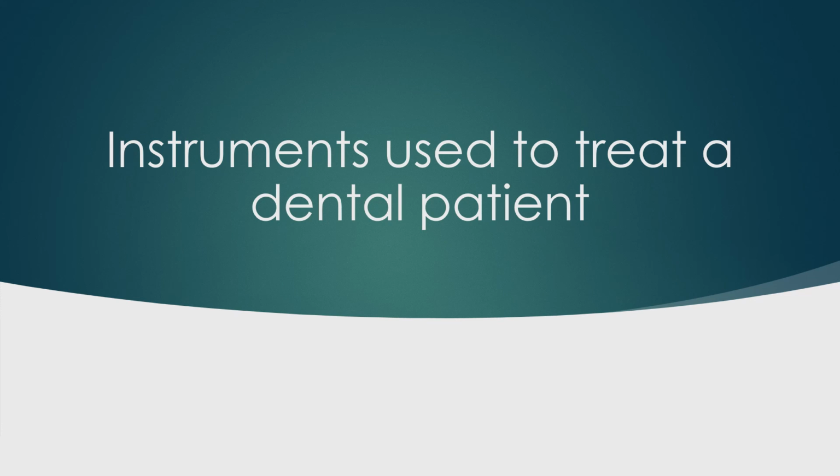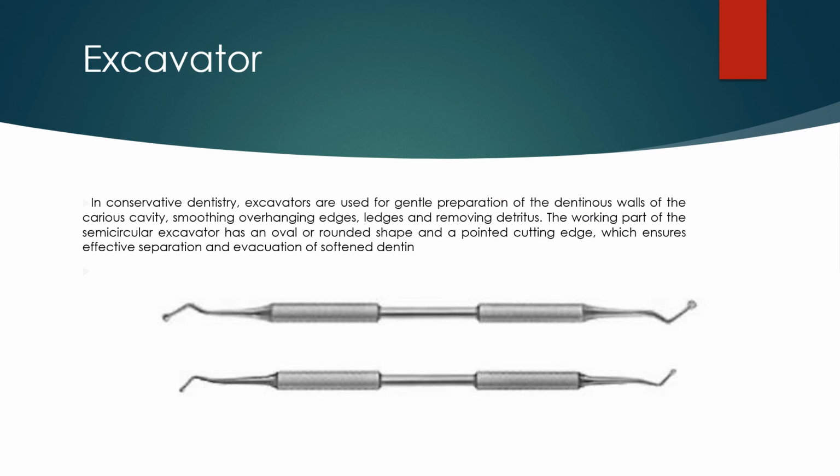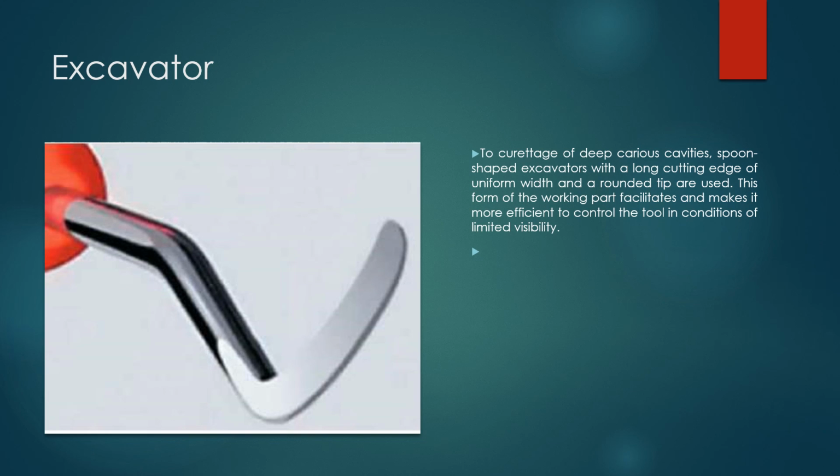Instruments used to treat a dental patient. First is the excavator. In conservative dentistry, excavators are used for gentle preparation of the dentinous wall of the caries cavity, smoothing of overhanging edges, ledges, and removing detritus. The working part of the semicircular excavator has an oval or rounded shape and a pointed cutting edge, which ensures the effective separation and evacuation of certain debris. For curettage of deep caries cavities, spoon-shaped excavators with a long cutting edge of uniform width and a rounded tip are used. This form of the working part facilitates and makes it more efficient to control the tooth in conditions of limited visibility.